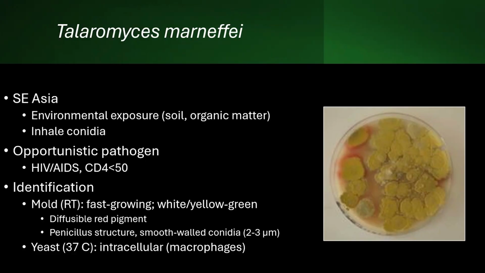Identification of Talaromyces in the mold phase, you see fast-growing white to yellow-green colonies that have a diffusible red pigment. We can see that in the picture here. Microscopically, you see a classic penicillus or brush-like structure with smooth-walled 2 to 3 micron conidia. In the yeast phase, you largely see intracellular yeast that fill up macrophages.